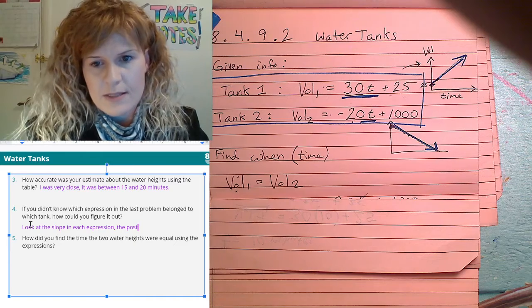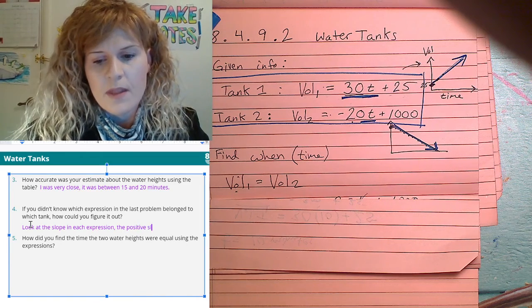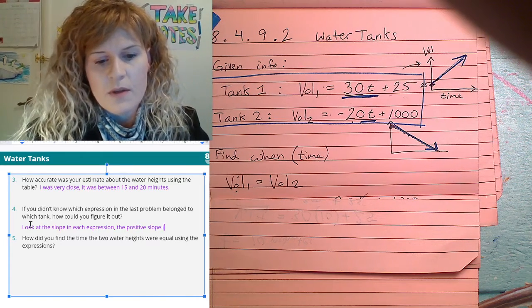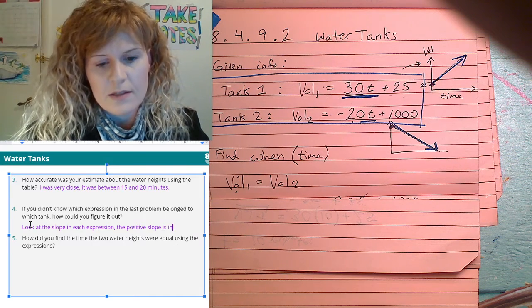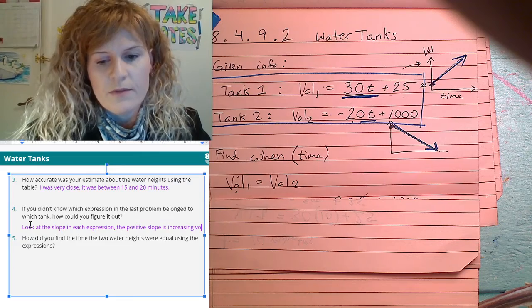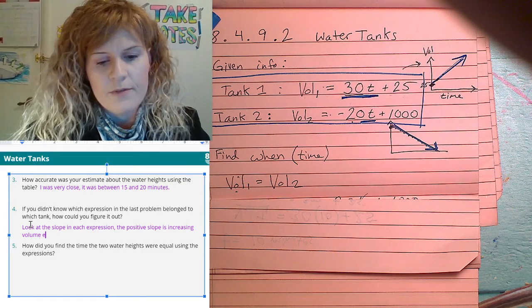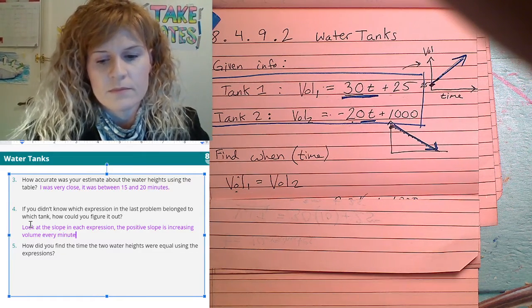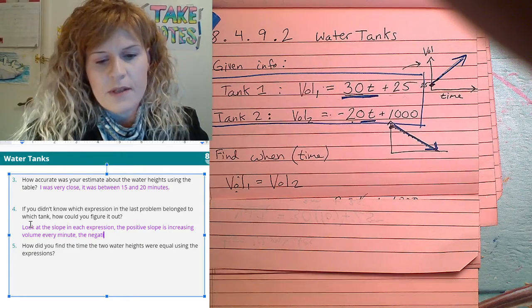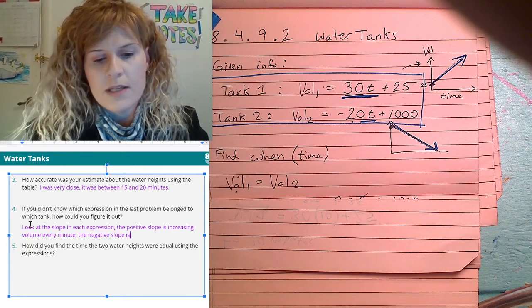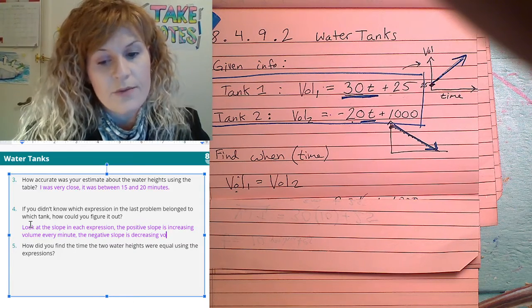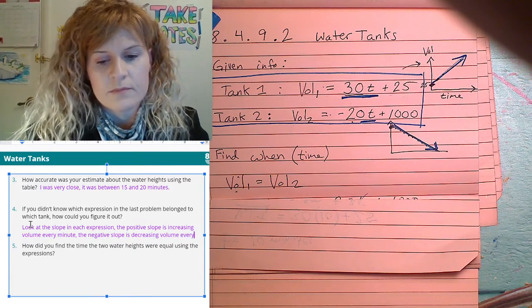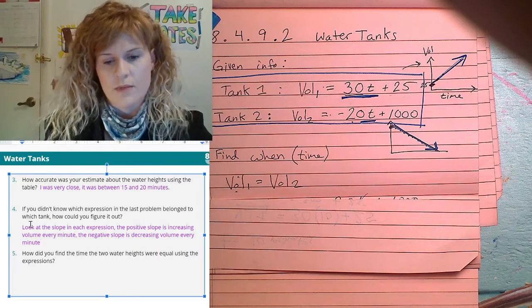The positive slope is increasing volume every minute. The negative slope is decreasing volume every minute. Okay.